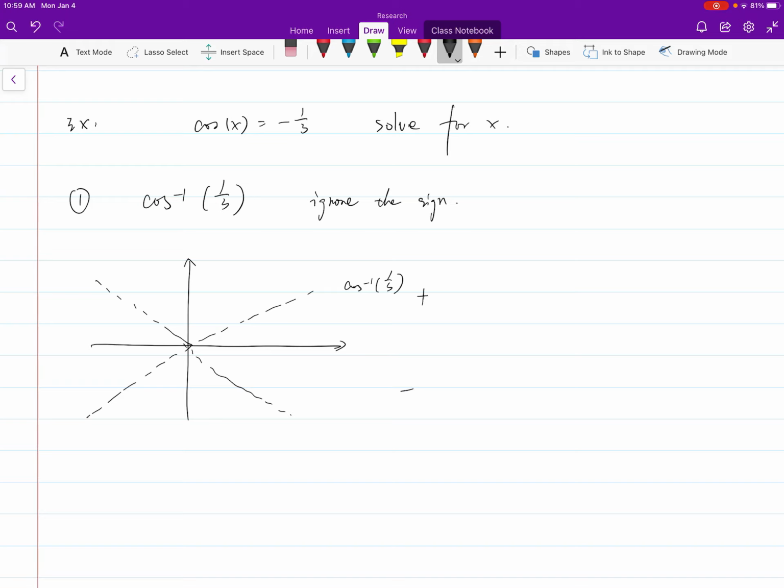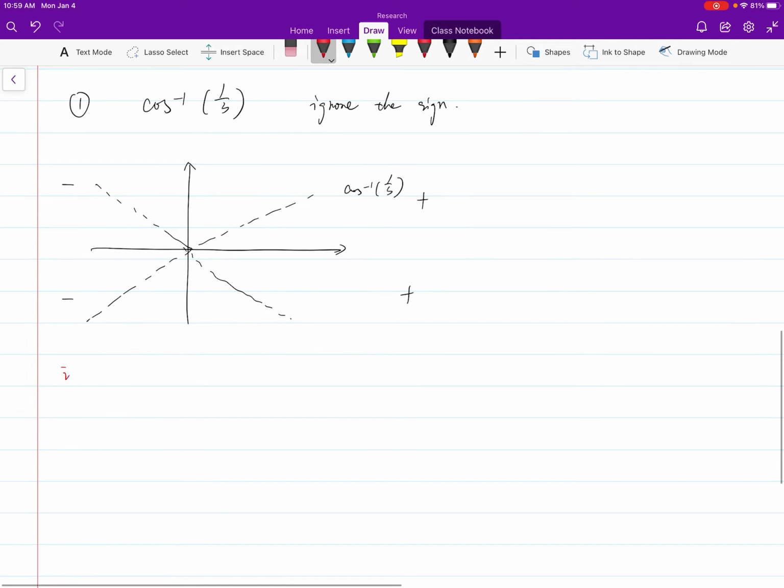For here, you have cosine, therefore positive, positive, negative, negative. So you deal with the value first, but then you deal with the negative sign. That will help you to exclude this one, exclude this one, and giving you only this and that. That's step 2. Handle the sign.